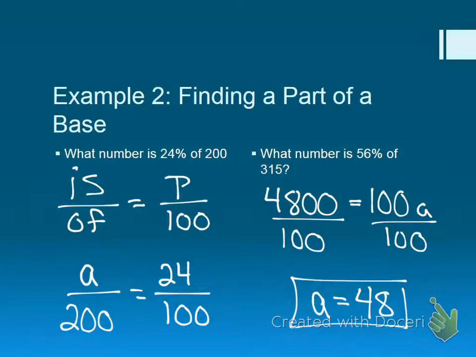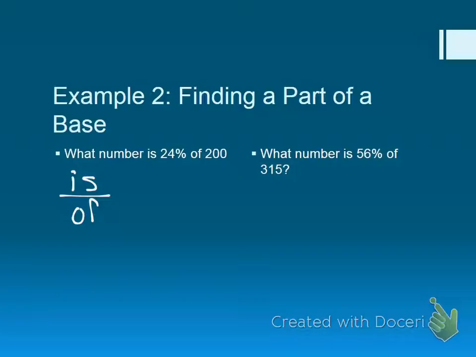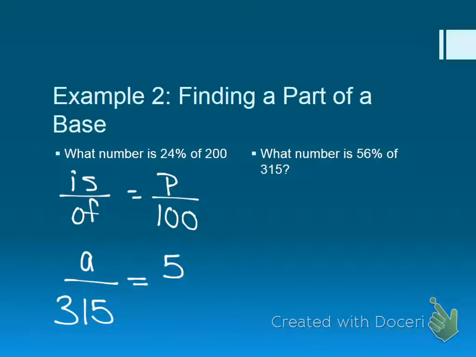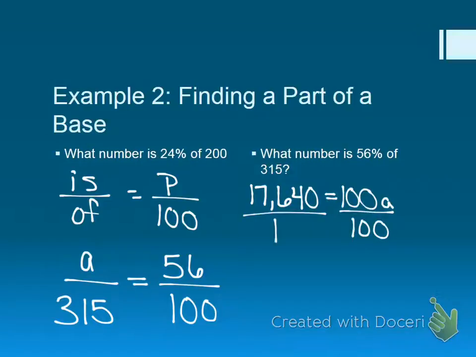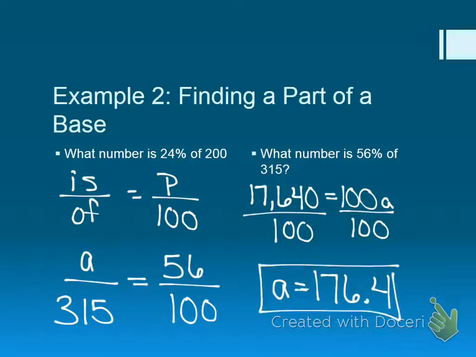All right, so now let's do another one. Let's see if you can plug them in the right spot. Is over of equals P over 100. What number is 56% of 315? We're working the second problem. So we plug it in. We don't know A. What is B? 315. P is 56. Do our cross products. Divide by 100 on both sides. And A is 176.4. Now, again, you can check to see if your answer is reasonable.